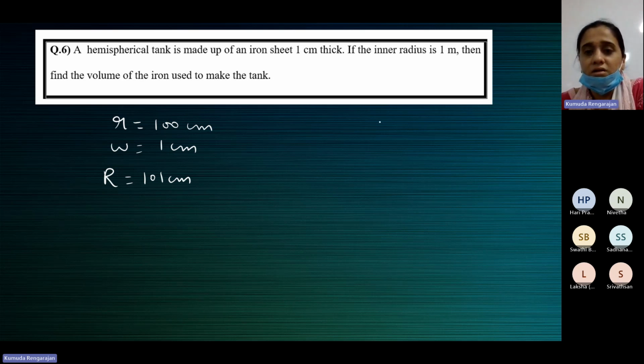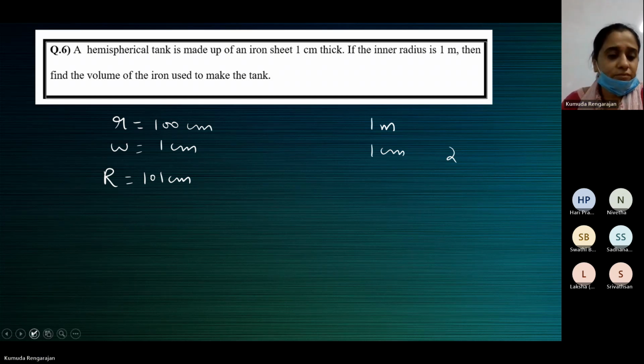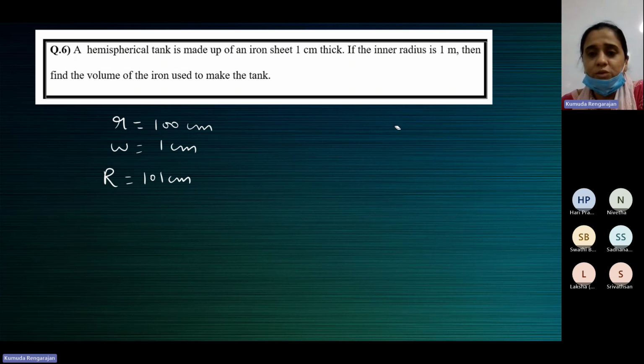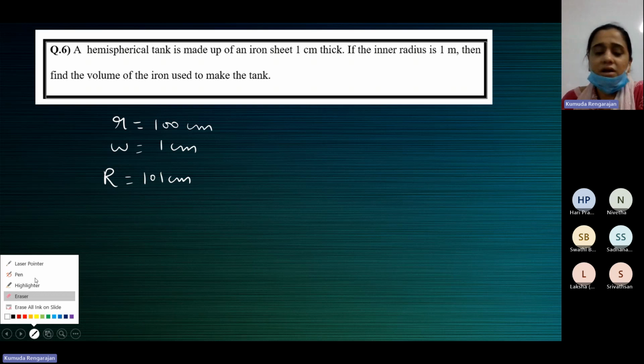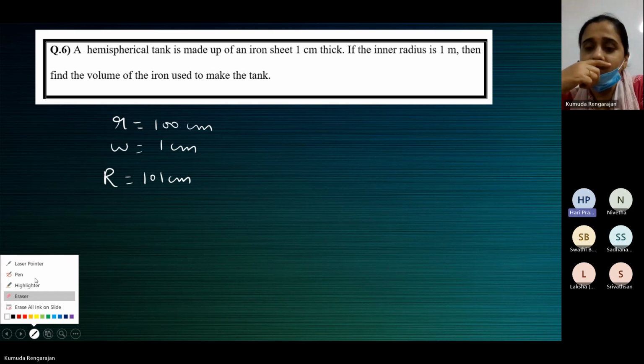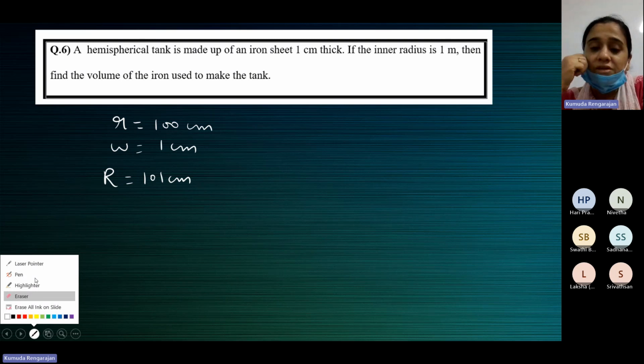Now don't add: inner radius is 1 meter, thickness is 1 centimeter. Don't add 1 meter and 1 centimeter and say 2 something. You will not do that. I'm just telling you. Be careful with the units. Inner radius is 1 meter, which is 100 centimeter. Thickness is 1 centimeter. So the external radius will be 101, internal radius plus the thickness. Now what's the formula? Somebody online tell me what is the formula to find the volume of a hemispherical tank? 2 by 3 pi r cube. That is if the wall is thin.